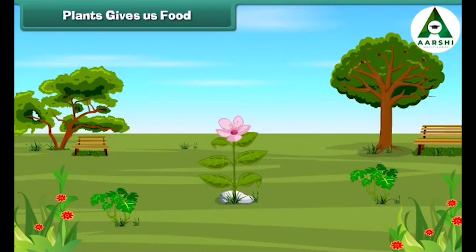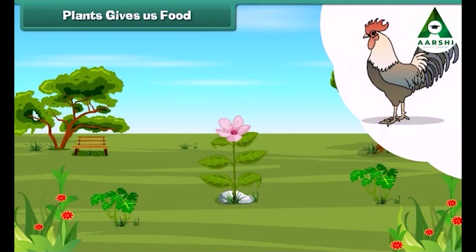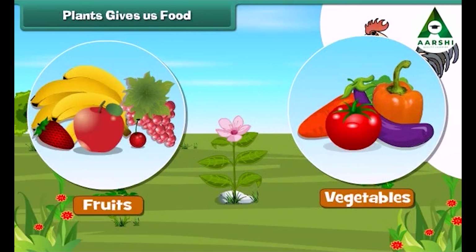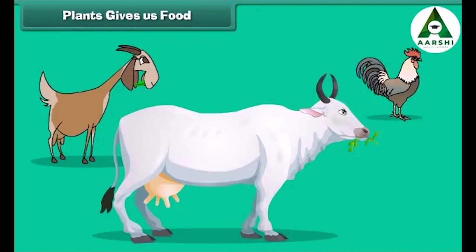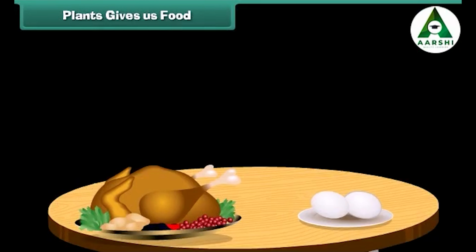We get food from plants and animals. Friends, plants give us fruits and vegetables. They are good for us. Animals give us meat, eggs, and milk.